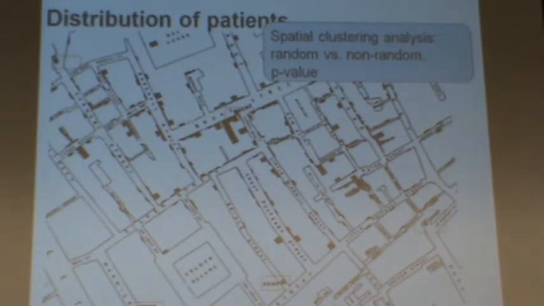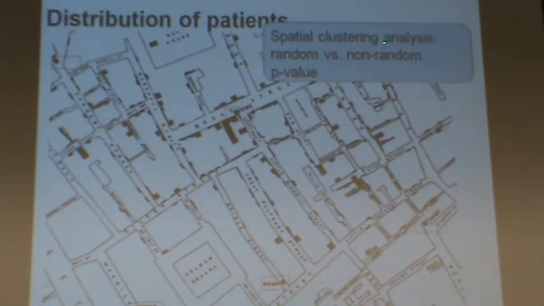So basically, the key is you have your hypothesis. You say this water pump is the source. That's basically your alternative hypothesis. And what you want to compare is the null hypothesis, which means this water pump is not the source. The null hypothesis assumes all the cases will be randomly distributed on this map. And your alternative hypothesis is that this water pump is the source.